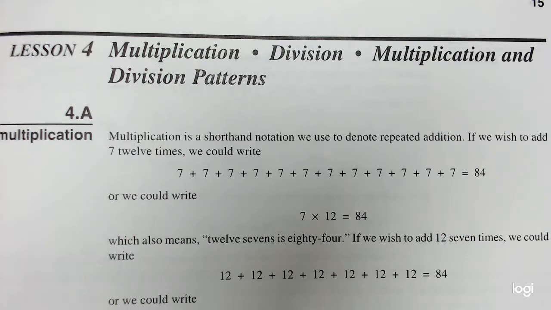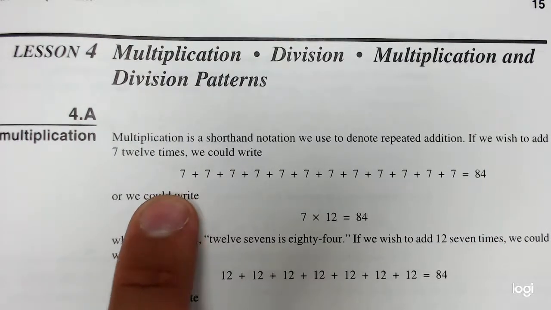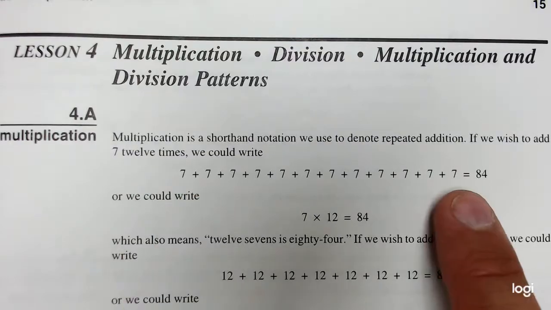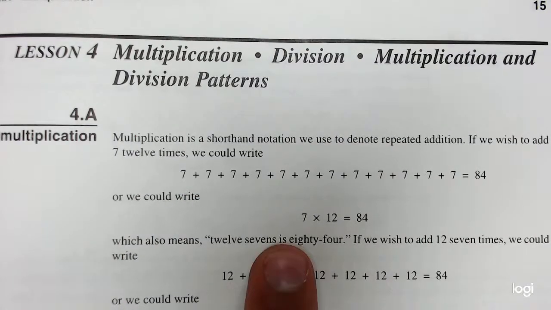Product is the answer to a multiplication problem. Quotient is the answer to a division problem. I'm going to teach these conceptually so that we can understand them. To understand them conceptually, we have to understand multiplication is not only a faster form of addition, as we see here. We see 7 added up 12 times, which is the same as 7 times 12.